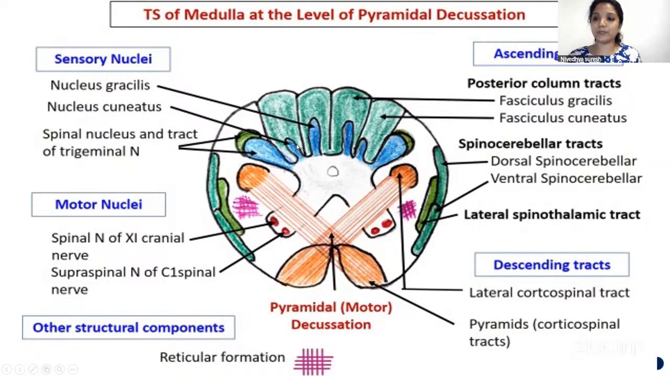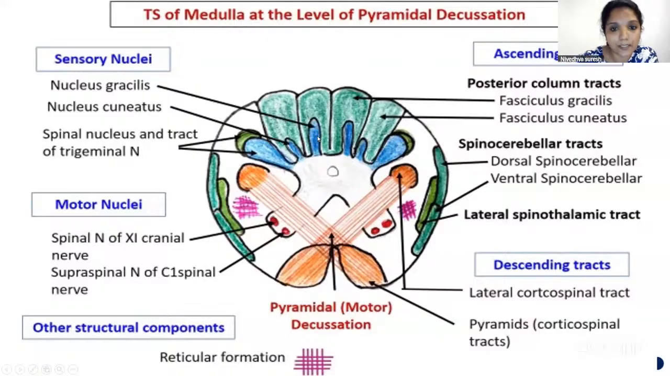And guys, you should compare these features with the external features also. Here, this is the anterior aspect, and this is the posterior aspect. On the dorsal surface, what external features did we see? We saw the tubercles, right? The cuneate tubercle and the gracile tubercle. I had already told you that was a protuberance. That protuberance is due to this nucleus. This is the nucleus gracilis and this is the nucleus cuneatus.